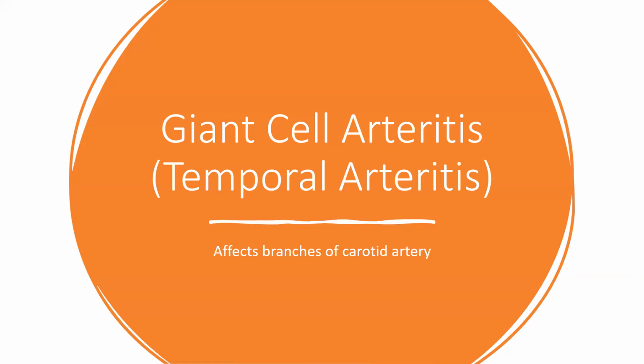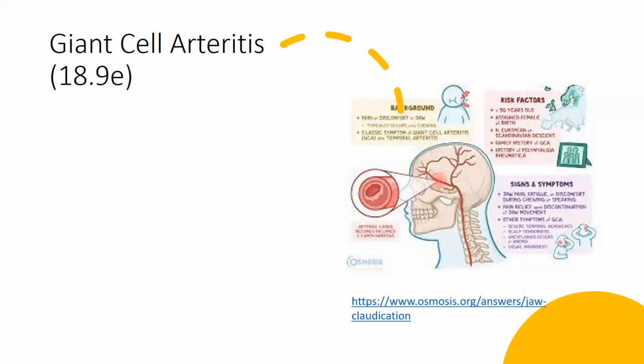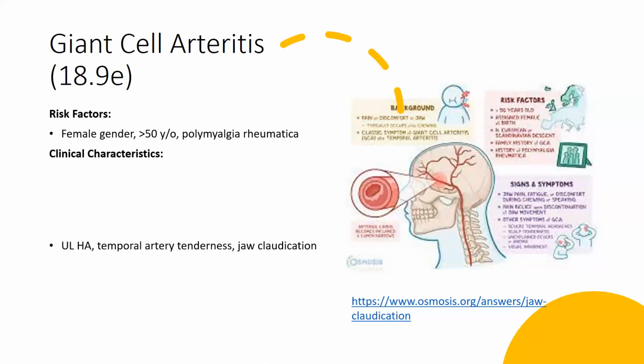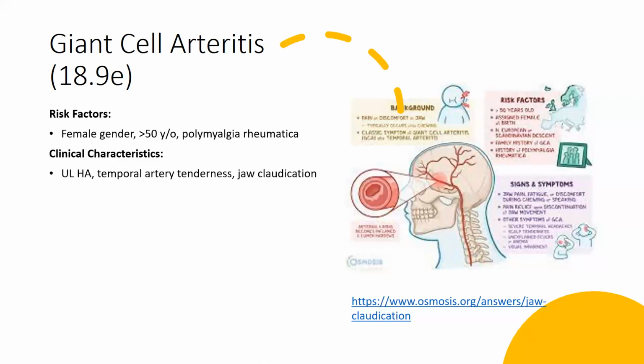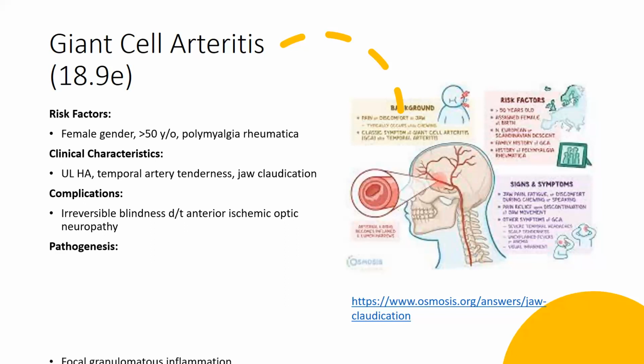So giant cell arteritis or temporal arteritis is affecting branches of the carotid artery. Okay. Your risk factors are female gender, over the age of 50, and polymyalgia rheumatica. Clinical characteristics, you can see a unilateral headache, actual tenderness on the temporal artery, and jaw claudication. Irreversible blindness due to ischemic optic neuropathy would be the most significant complication, irreversible blindness.